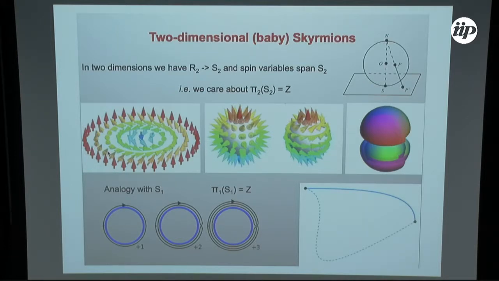Just to get a better picture, because in 2 dimensions it's sometimes difficult to imagine how to wrap a configuration on the sphere, there is a trivial analogy in 1 dimension less. If you compactify the real space into S1, and your target space is S1, then a similar situation happens. You have pi1 of S1, which is the integers. You go around your space, which is an angular variable here, and then your field may turn once, or twice, or 3 times, and so on.